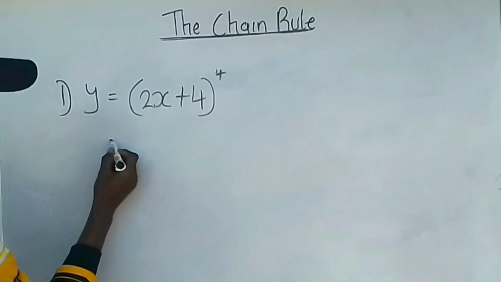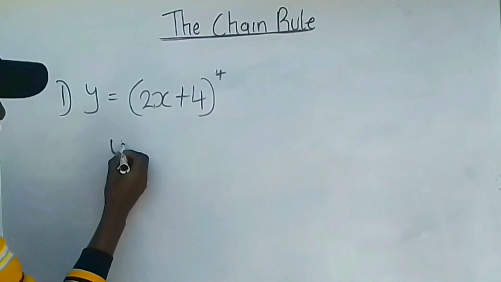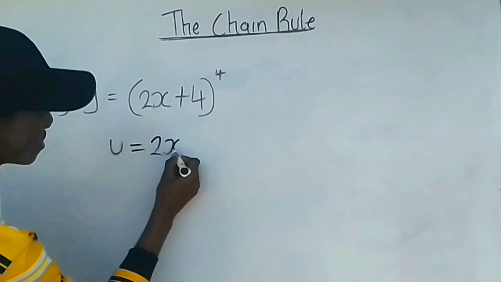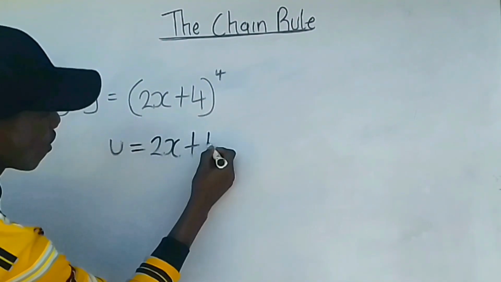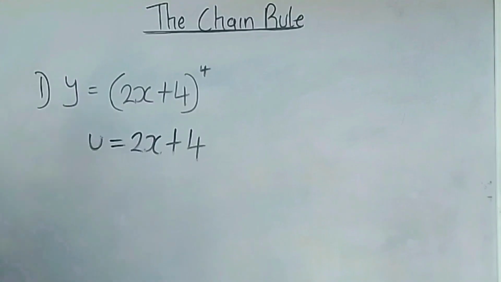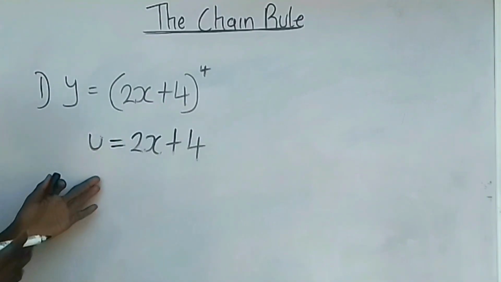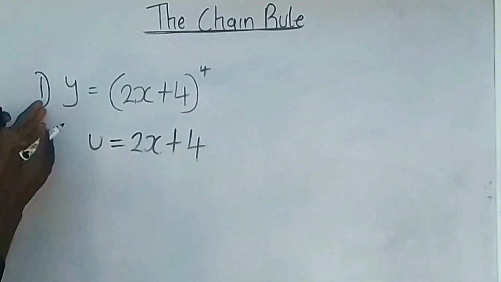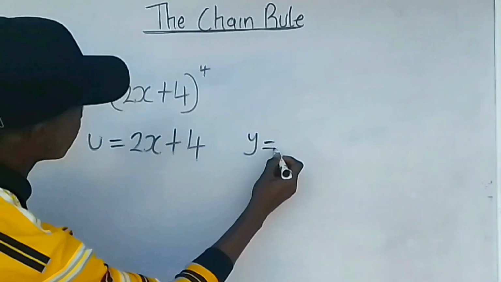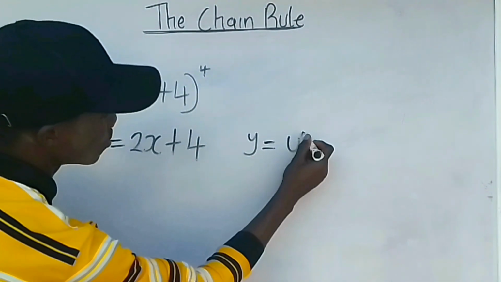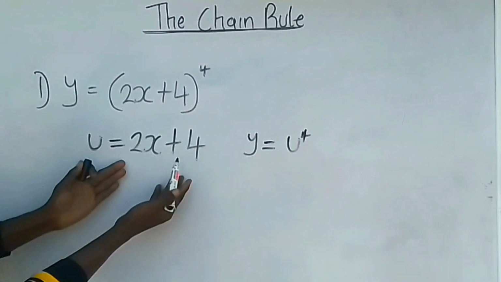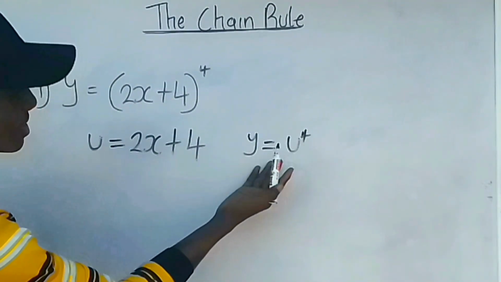So in that case, I will let u is equals to 2x plus 4. Since I have set the inner function as u, then y will be equals to u raised to the power of 4. So in that case, this is the inner function and this is the outer function.